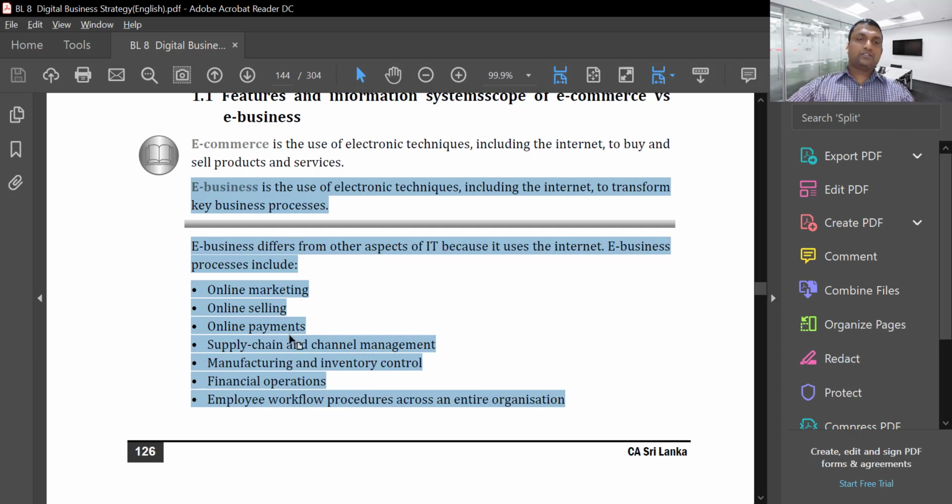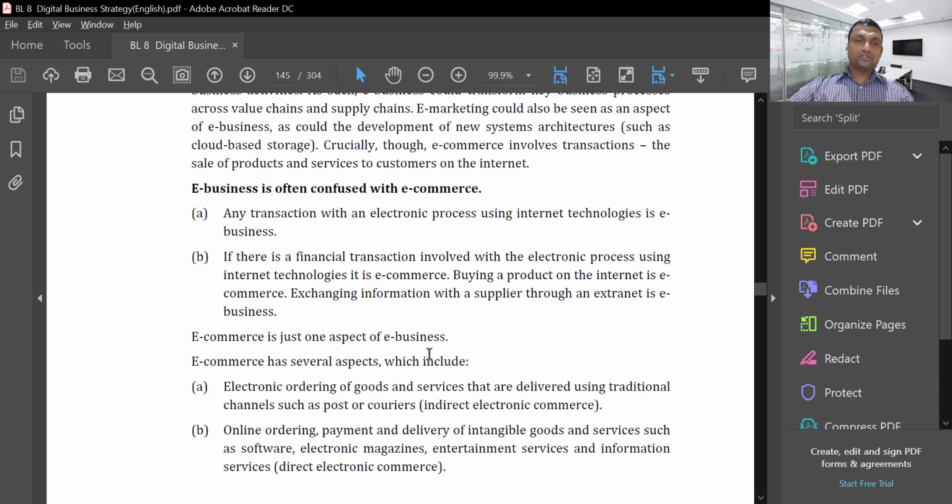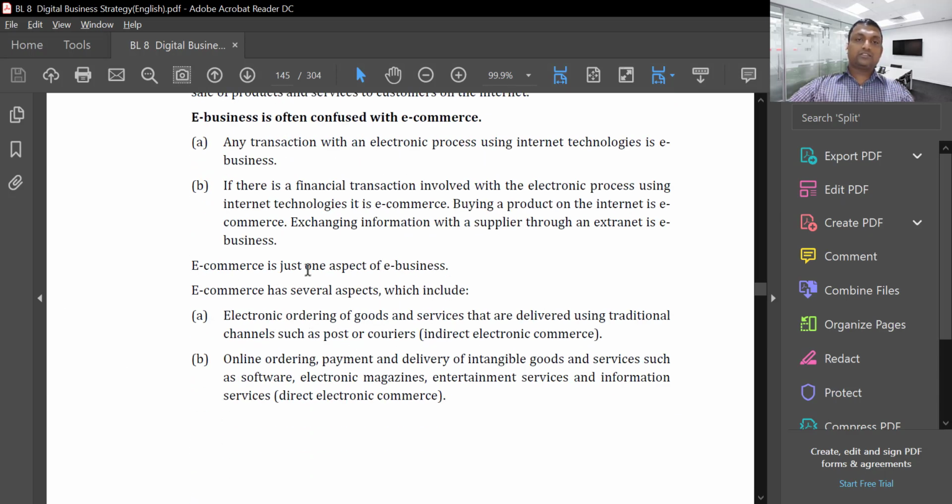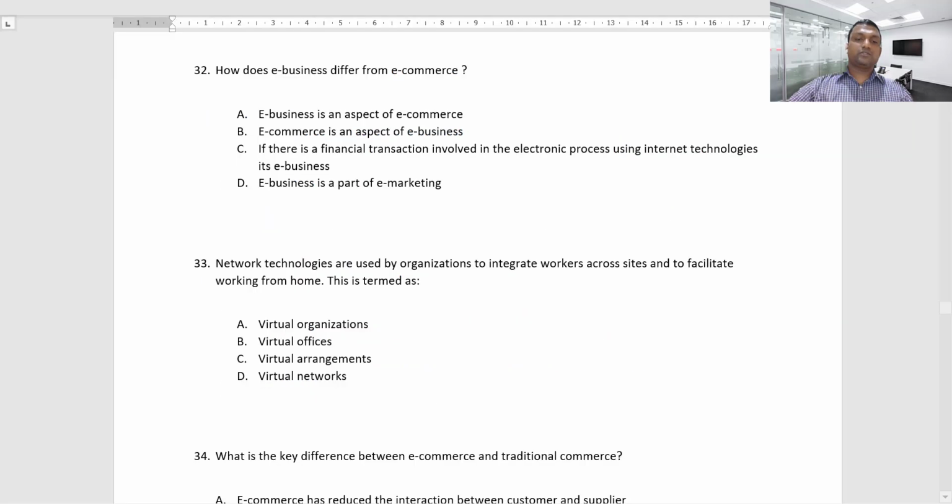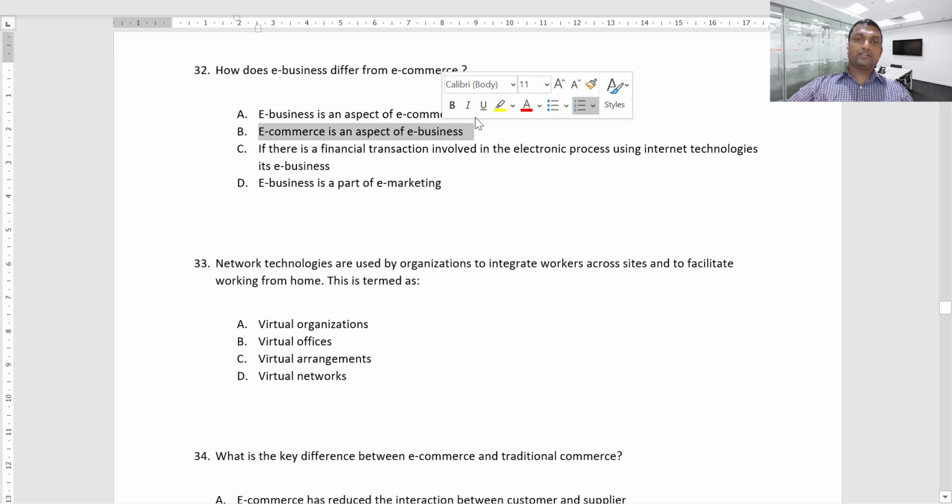So in this list of things, you can see that e-commerce is also happening. Online selling and online payments, we can consider those two as e-commerce. So in an e-business, e-commerce is one of the things which can happen. It also says here, e-commerce is just one aspect of e-business. So e-commerce is also under e-business. So we do e-commerce operations in an e-business and many more other things. So if we go back to the answer, question 32, answer should be e-commerce is an aspect of e-business.